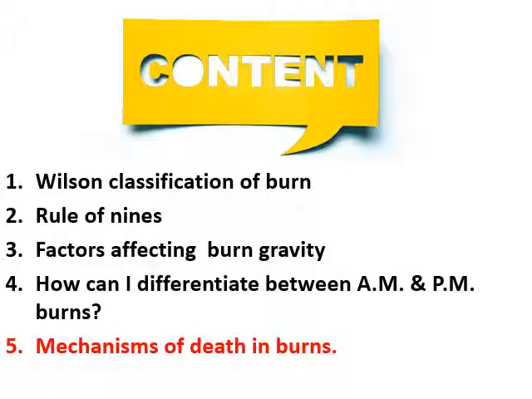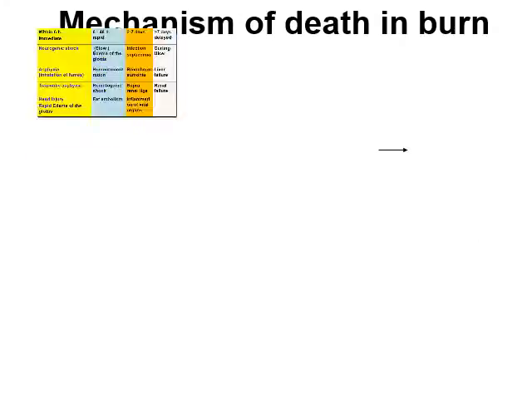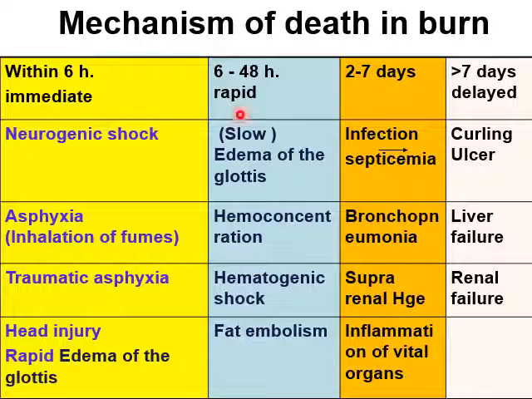Now we will go to the mechanisms of death in dry burns. This is the table of the mechanisms of death. You can see that we are classifying the mechanism of death in burn according to the onset of death in relation to the onset of burn. So we will classify into four periods. The first one is when death occurs immediately, within the first 6 hours from the fire. So if the fire is turned on, then death occurs within 3 hours, 4 hours to 6 hours. It will be due to one of these mechanisms.